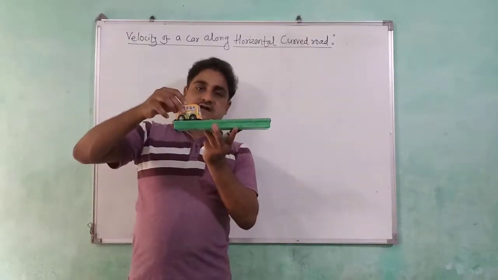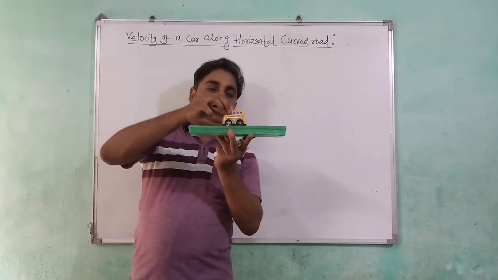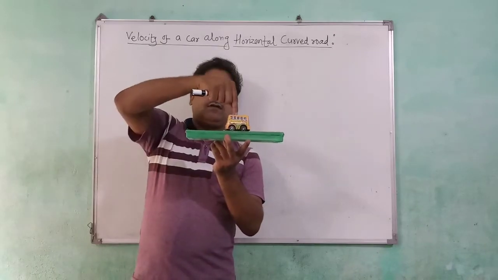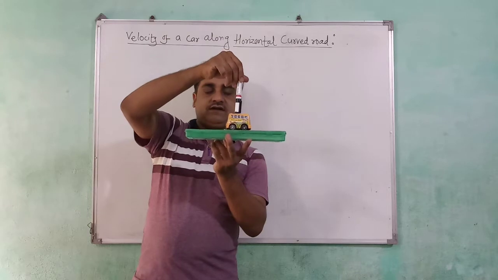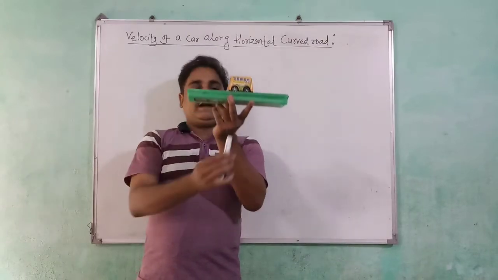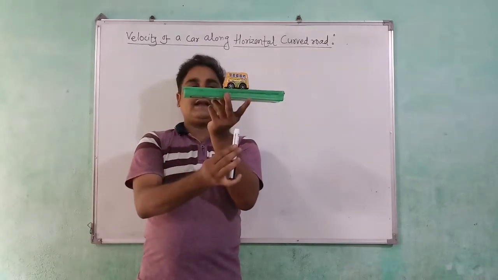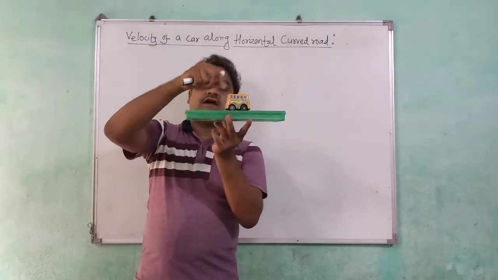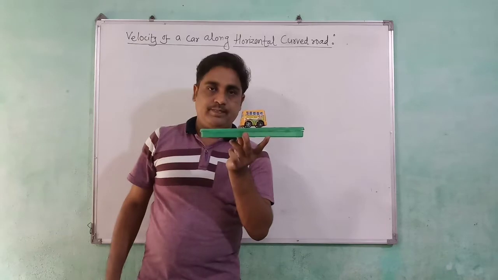See, this car is moving in a straight line. So there are two forces. One is the normal reaction, which is in this direction. The weight is in the downward direction, and there is the force of friction between the tires and the surface of the road.